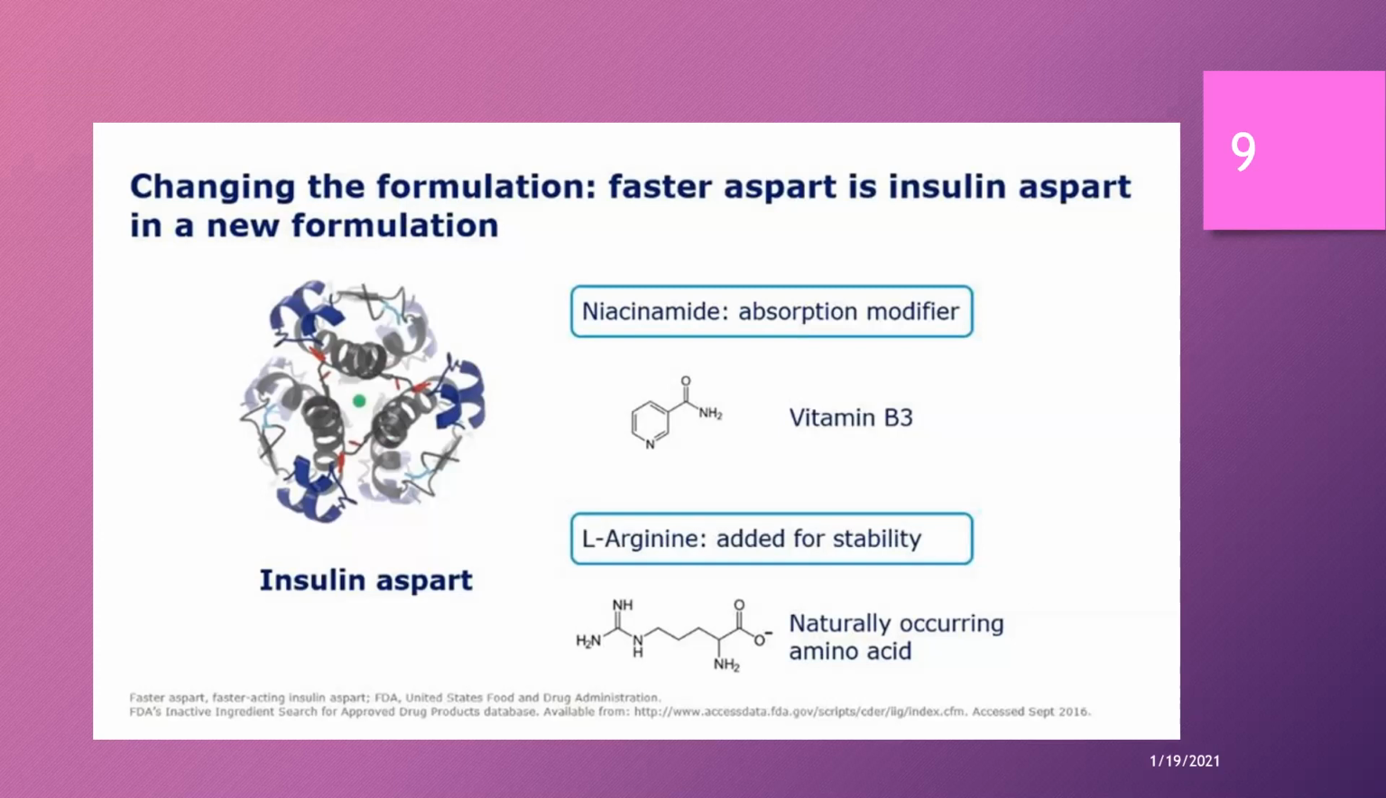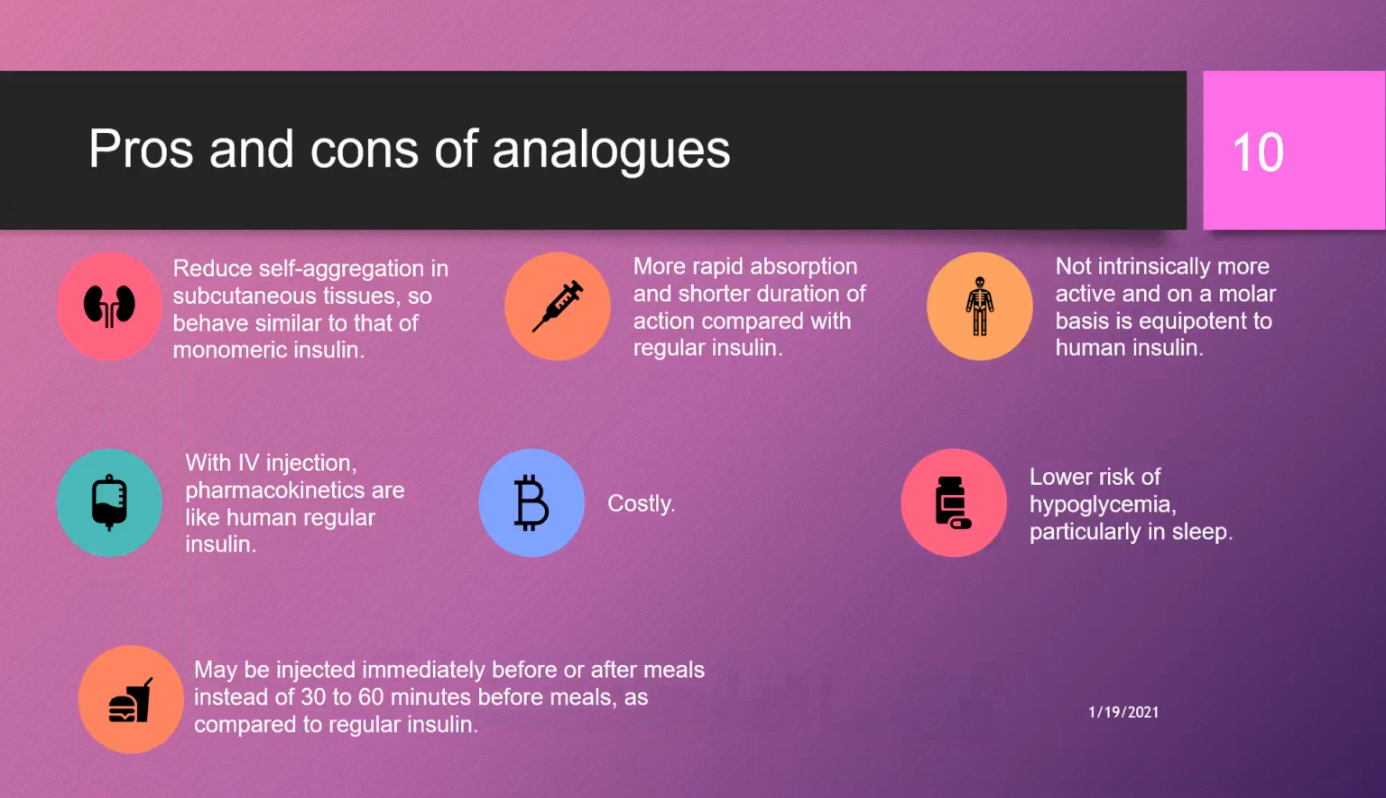This is the formula. This is the picture which shows Fiasp, that is faster aspart. You can see that niacinamide is added to the aspart chain, the insulin chain actually, making it stable, as well as L-arginine added for the stability, while the niacinamide is speeding up the absorption parameter. So what are the pros and cons of these analogs?